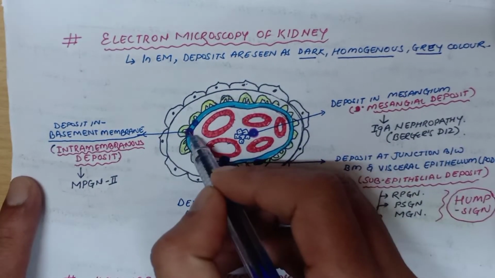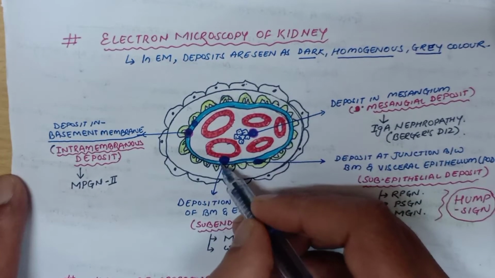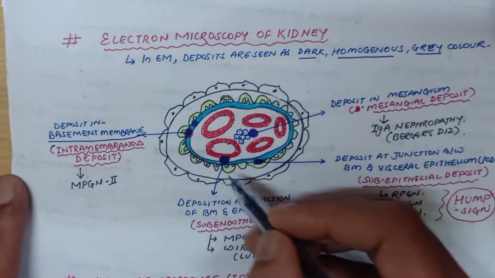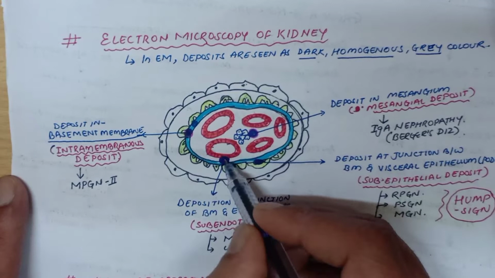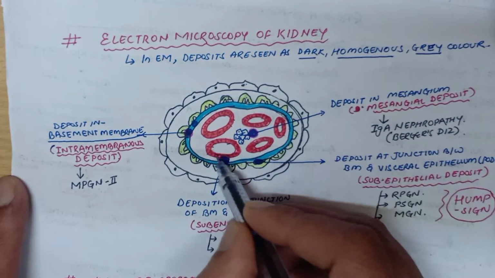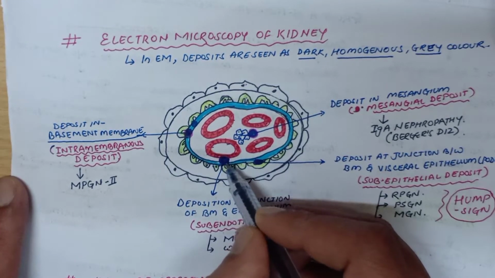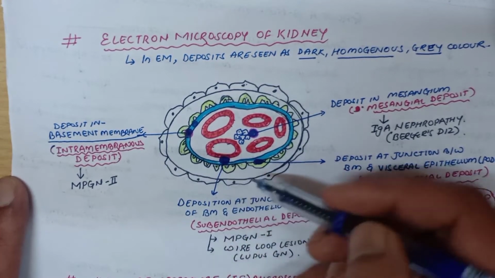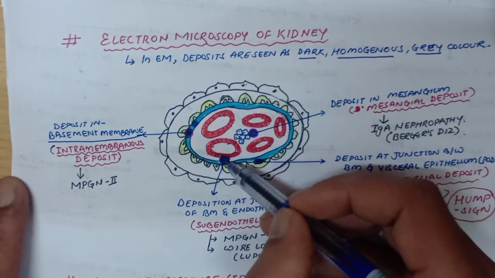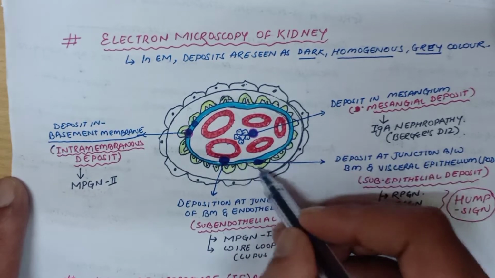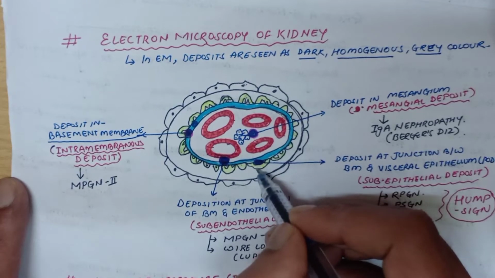So it can occur in the basement membrane. So deposit can occur in the basement membrane. It can occur in the subendothelial region. Subendothelium, it means below the endothelium layer. So this is the endothelium of the capillaries, and the deposit is occurring below the endothelium layer, that is at the junction of the basement membrane and the endothelium. So this is known as subendothelial deposit, and the deposit can also occur below the podocytes.